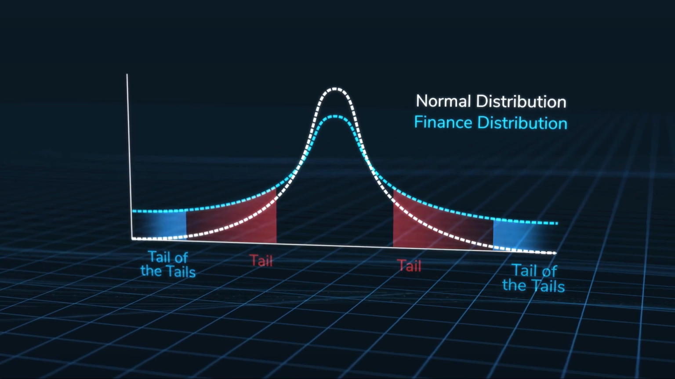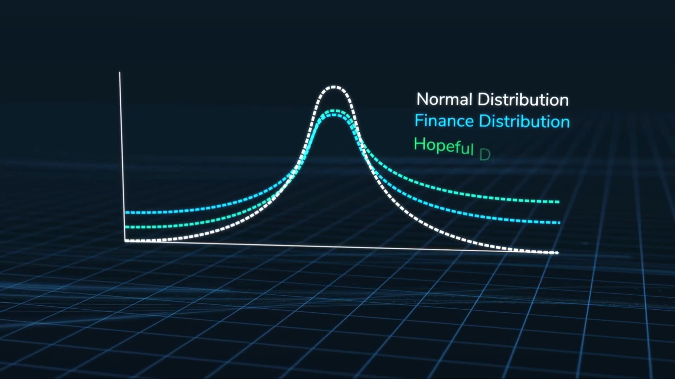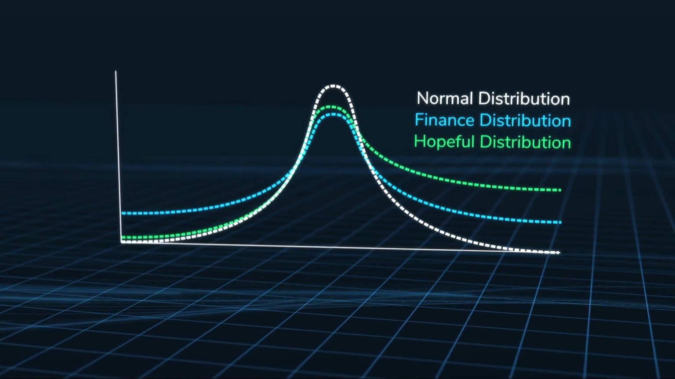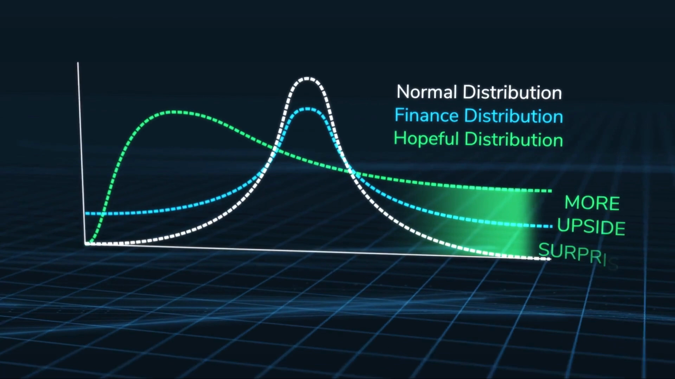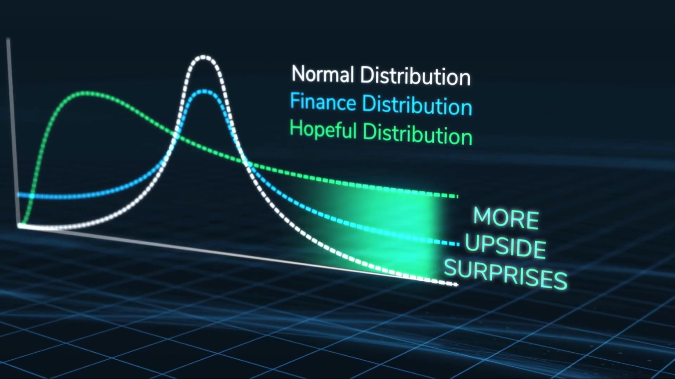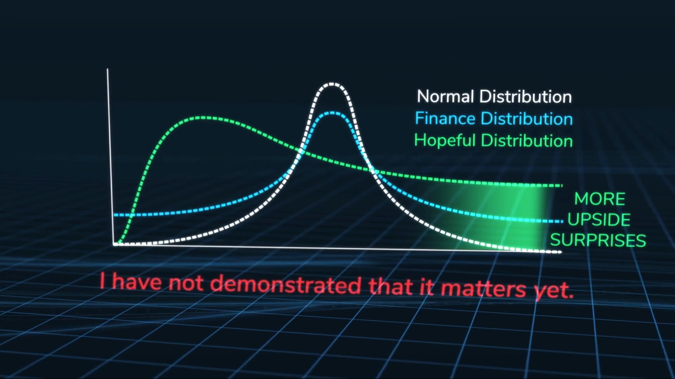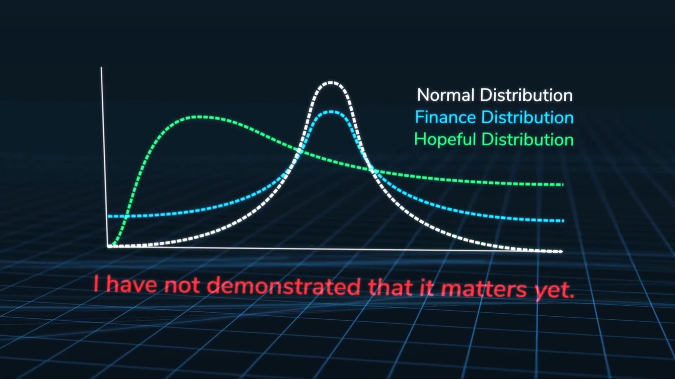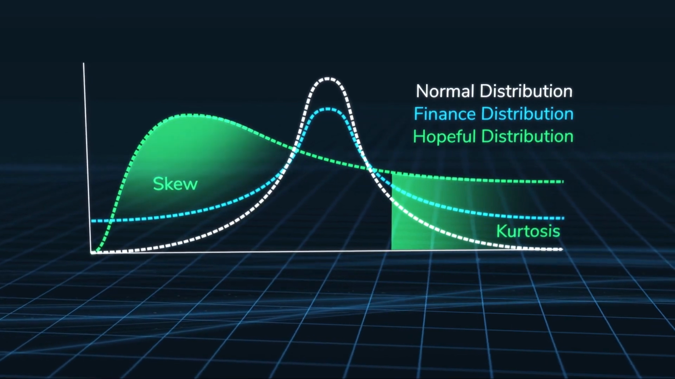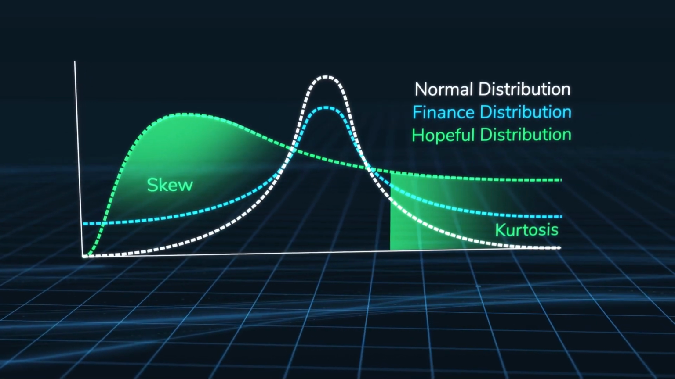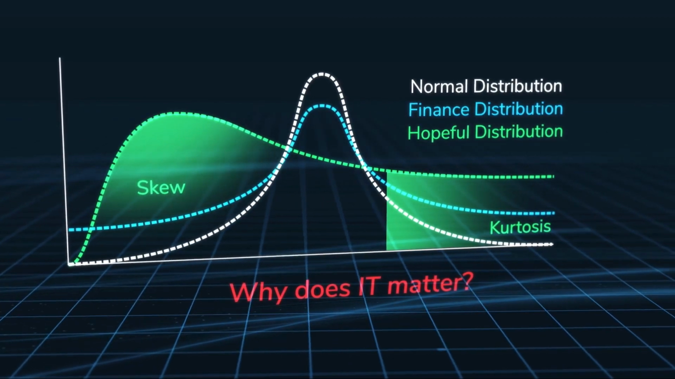So if you're listening to this, and you are, you could be saying, that's true. I'd like fatter tails on the upside for a bullish bet, or I'd like skew leaning positive, or both. It makes sense. It's a logical argument. You haven't proven it to me yet. So I want to be clear, I have not demonstrated that it matters yet. That's what I'm going to do now. I'm talking about the fatness of the tails, we can call it kurtosis, and I'm talking about the asymmetry in the return distribution, or skew, if you like. So why does it matter?